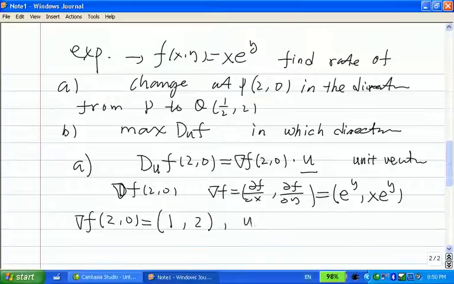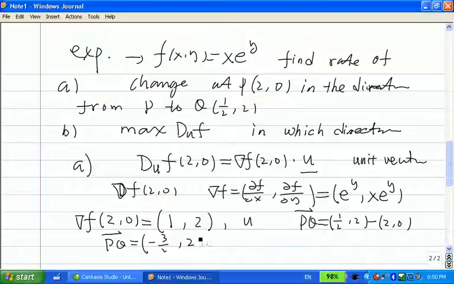Now let's find u. They said u is in the direction from P to Q. PQ is found by taking the coordinates of Q and subtracting the coordinates of P. So it should be (1/2, 2) minus (2, 0). Therefore, my vector PQ is (-3/2, 2).